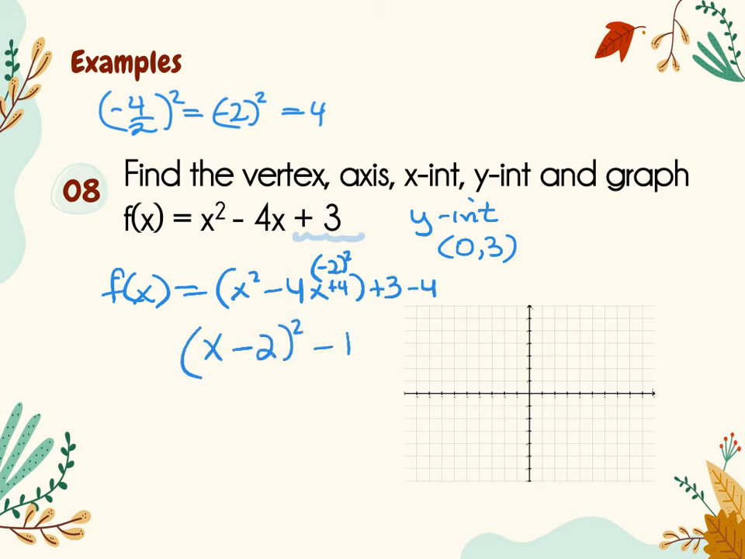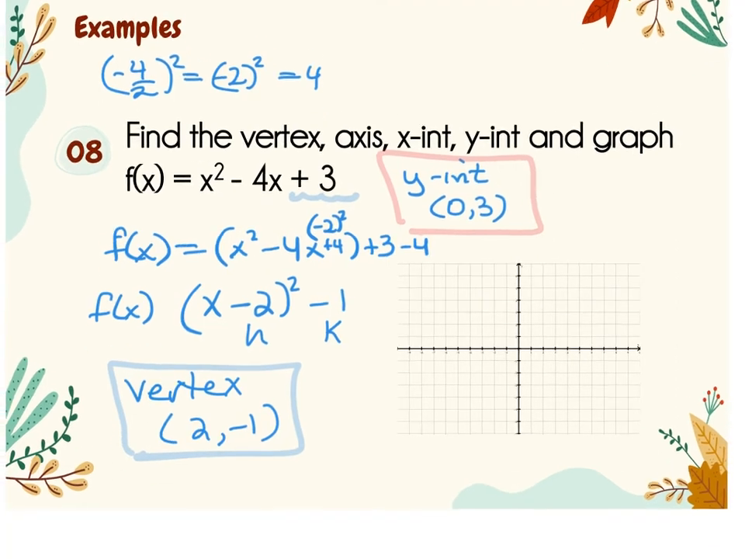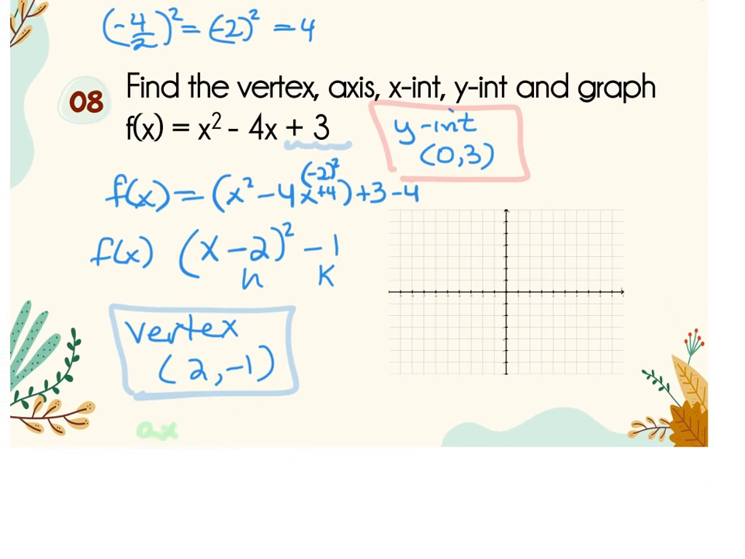And then I do the math over here. Positive 3 minus 4 is negative 1. Now this is my h, this is my k. So my vertex here is 2, negative 1. So I'm going to be graphing that. I'm going to be graphing the y-intercept, and then I'm also going to be using my axis of symmetry. And my axis of symmetry is x equals 2. So by using these 3 pieces of information, I can get this quadratic function graphed.